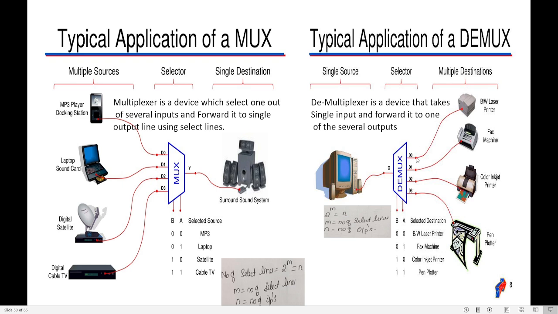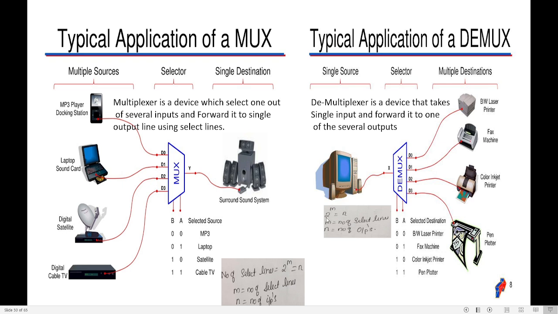The selection of which output it needs to forward to is done by select lines. Again, how many select lines are required depends upon the formula 2 to the power of m is equal to n, the same formula as that of the multiplexer. Whereas in a multiplexer the value n is the number of inputs, here in a demultiplexer the value n is the number of outputs. m is the number of select lines, n is the number of outputs.